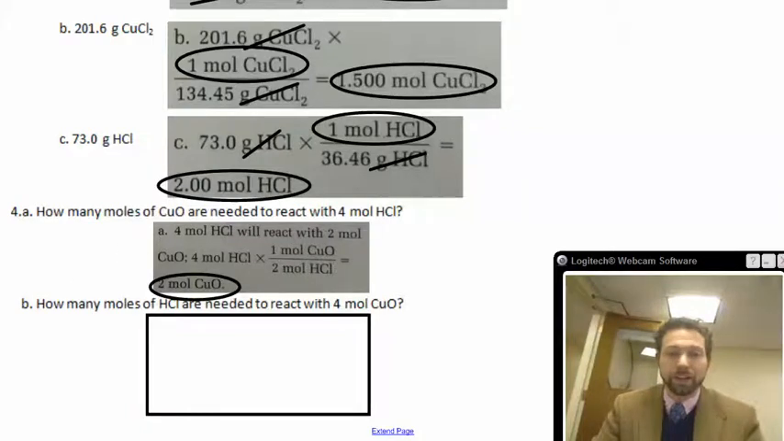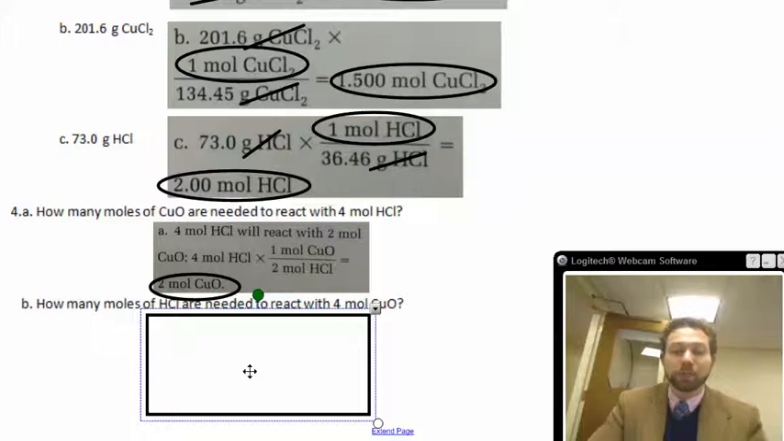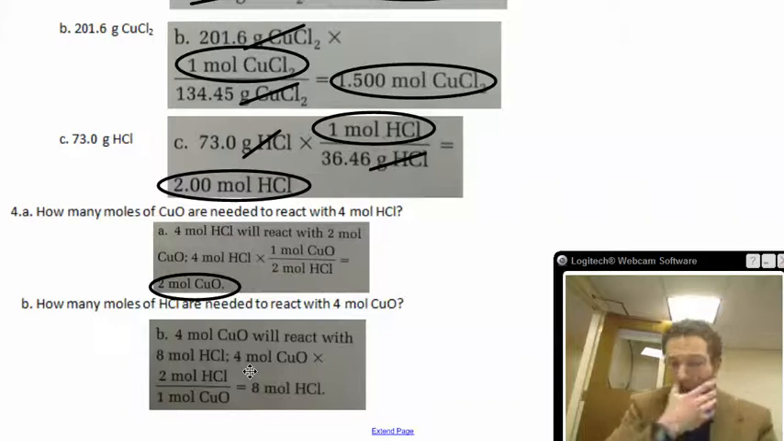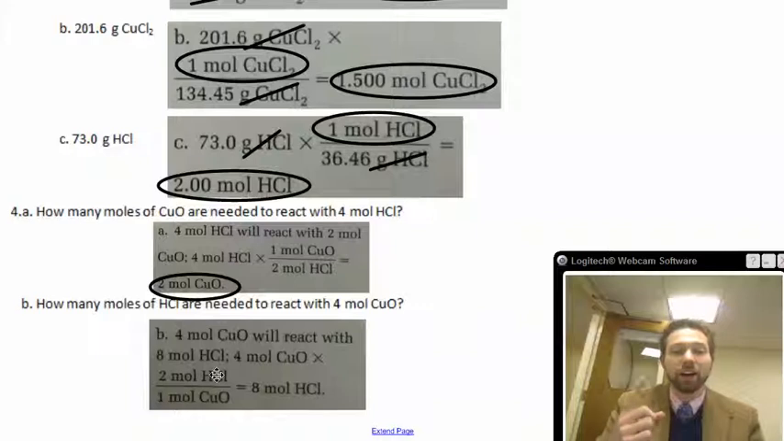How many moles of hydrochloric acid are needed to react with 4 moles of copper oxide? Well, for every 1 mole of copper oxide, we need 2 moles of hydrochloric acid. So that means that we would need 8 moles of hydrochloric acid.